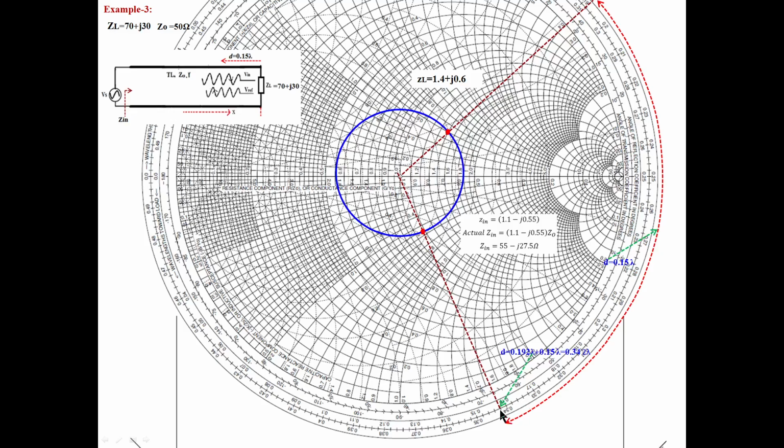You move towards the generator scale, stop here, and read the value. That is the way we can find the input impedance. Like that, for any distance you can find the impedance. This is one problem. Similarly, we will see one more problem.